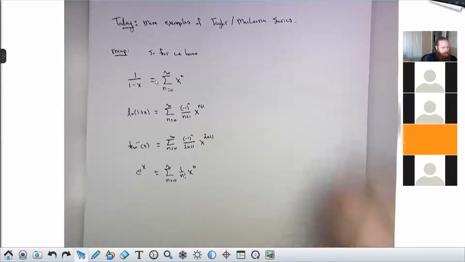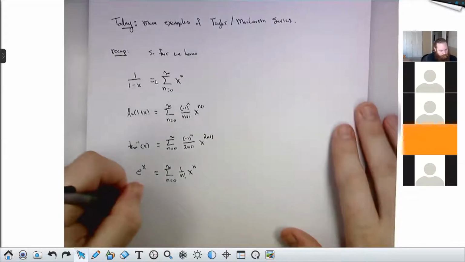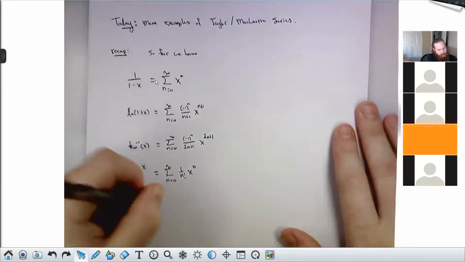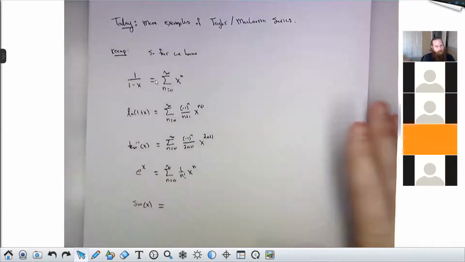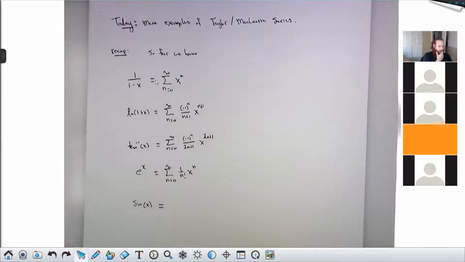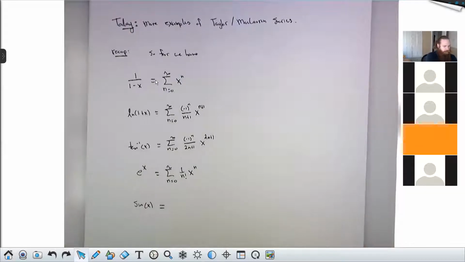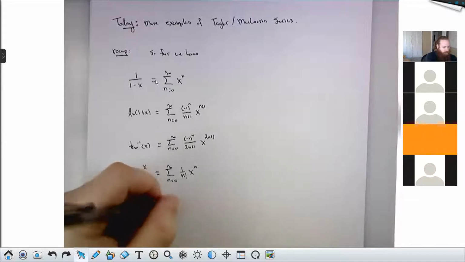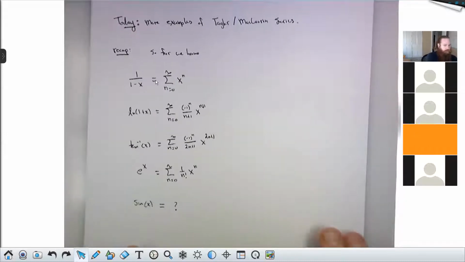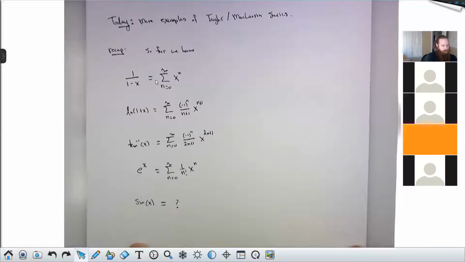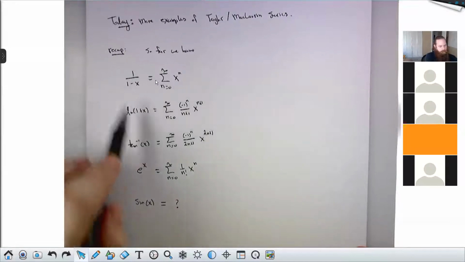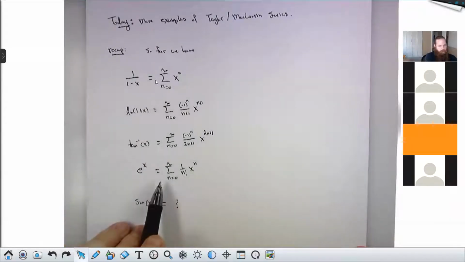Let's cook up sine. So for those who saw this before, think of this as a review. For those who haven't seen this before, of course, this is going to be fresh. All right. So definitely each of these you guys need to know. And there's going to be two more that you absolutely need to know cold, and those are sine and cosine.